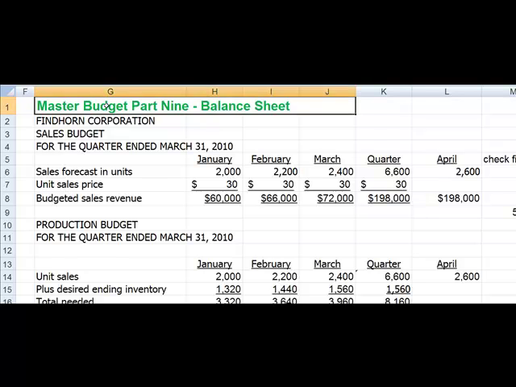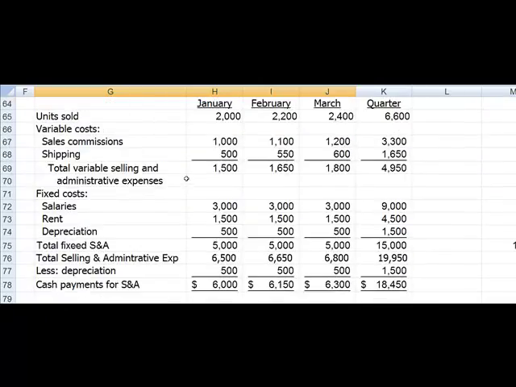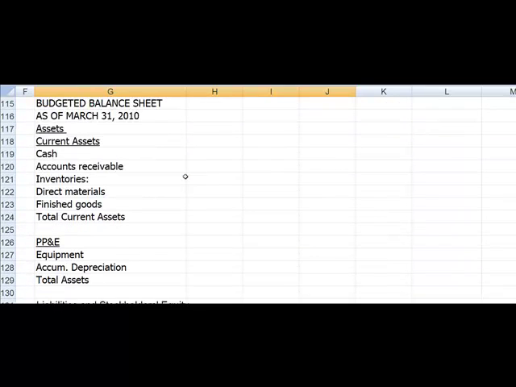Hello and welcome to Master Budget Part 9. In this section of the Master Budget, we're going to create the balance sheet, which is our last budgeted statement that we're going to do. Previously, we created an income statement, cash budget, sales budget.